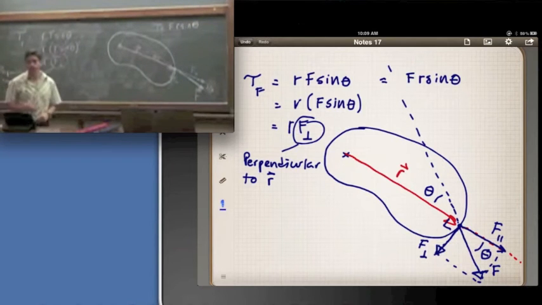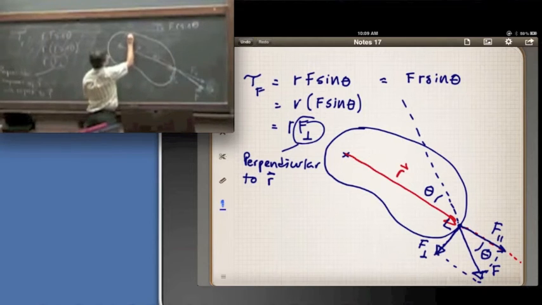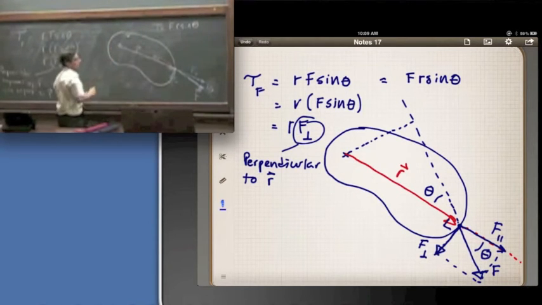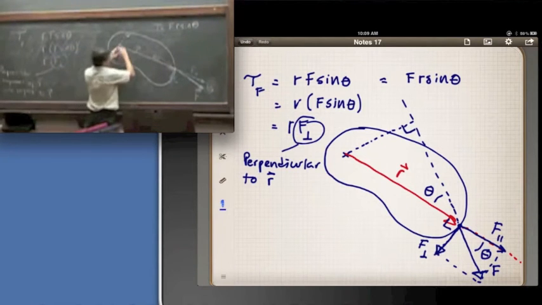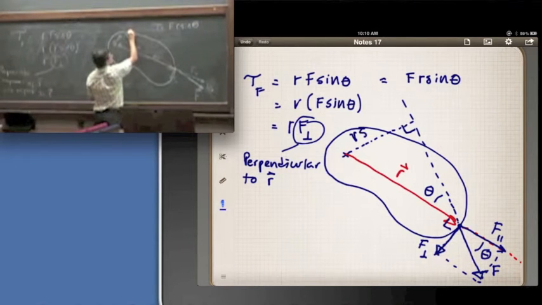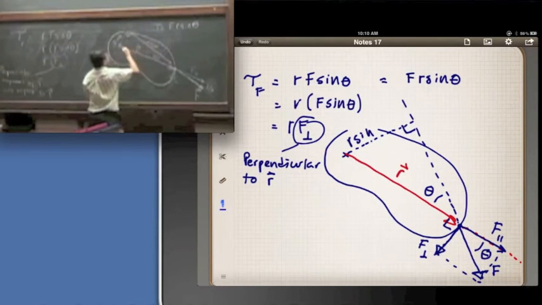Where is r sine theta? It's a distance. Which distance is it? If this is a right angle over here, if I just draw a line along F, and then I draw a perpendicular line and make sure that that line goes through the axis of rotation, then r is the hypotenuse. I have a right angle triangle here, and this side should be d sine theta. This side should be d cosine theta. From here to there, that's d cosine theta. This is d sine theta.